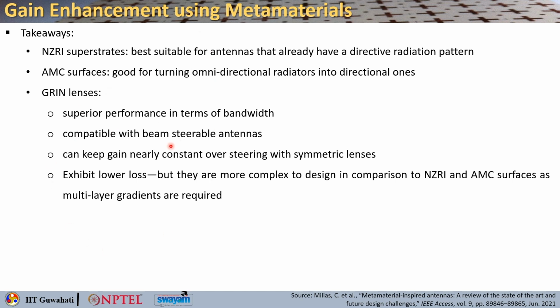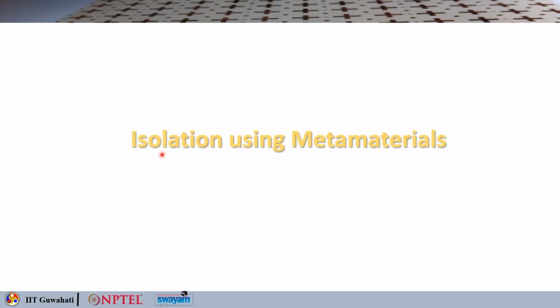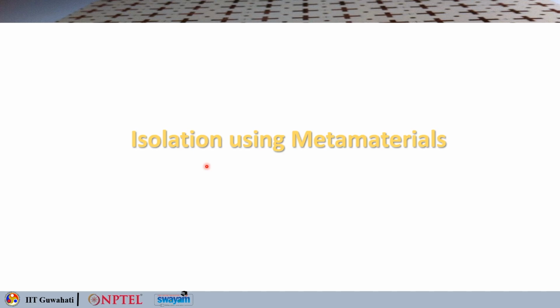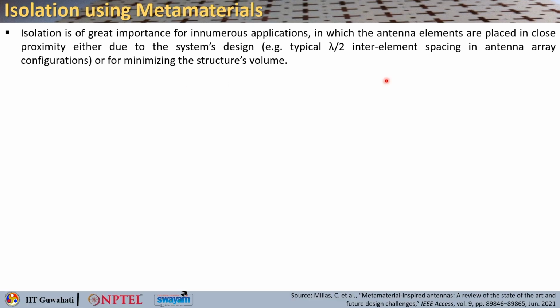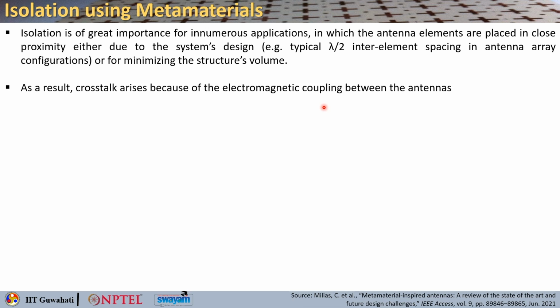So, this is the summary or the takeaway from the gain enhancement of antennas using metamaterials. Now let us look into another aspect, which is isolation, how you can achieve isolation using metamaterials. Now isolation is of great importance for different applications in which antenna elements are basically placed in close proximity due to either the system design, that is typical lambda by 2 inter element spacing needed in an antenna array combination, or for minimizing the overall structure volume.